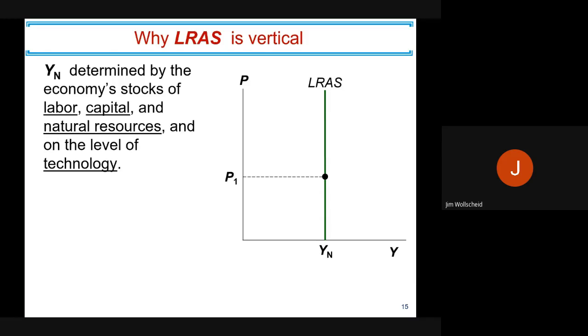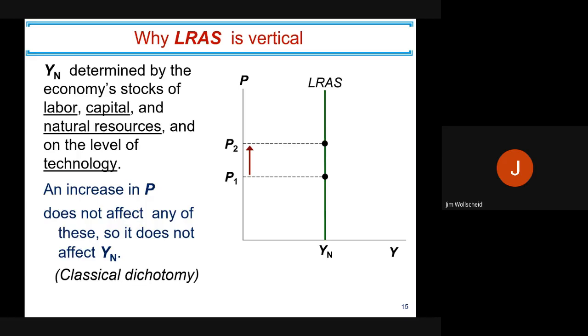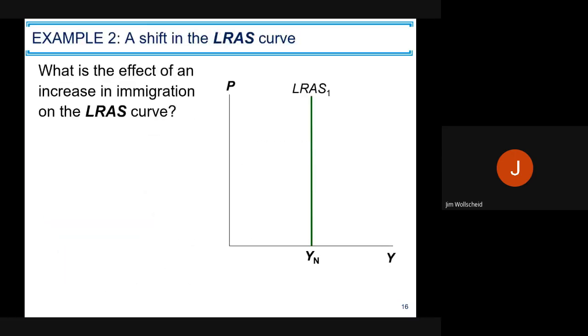So we have this vertical line, prices don't matter. If prices increase, it doesn't change how much human capital, physical capital, natural resources, and technological knowledge that we have. So we refer to this, remember, as the classical dichotomy. P doesn't change real GDP. So that still holds true.